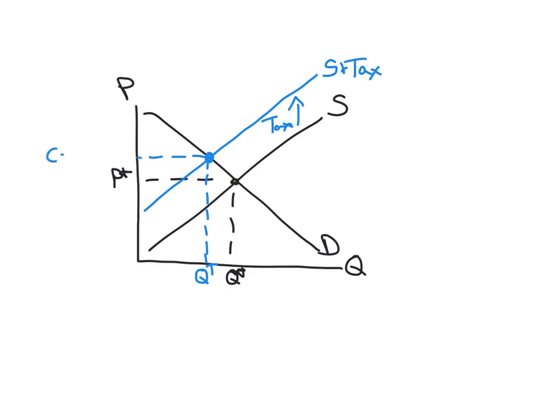So consumers now pay a higher price, right, which will lower their quantity demanded from here to here. And at the same time, it lowers the price that producers get, thereby reducing quantity supplied from here down to here. So both demand and supply are reduced, and so we end up at QT. And just to remind ourselves, the gap between these two prices is equal to the tax.